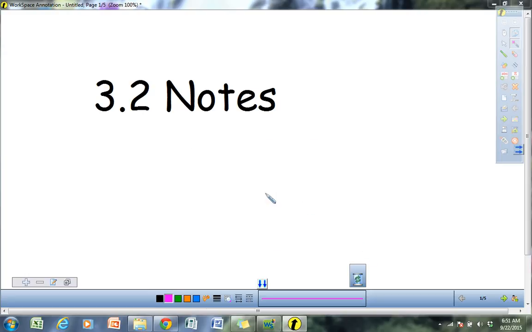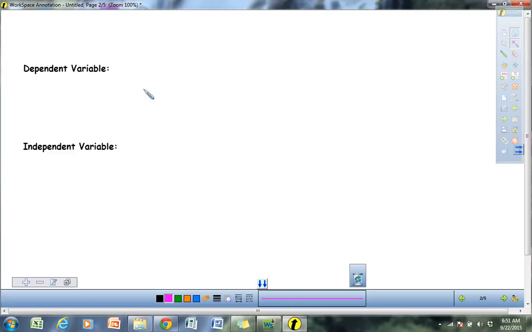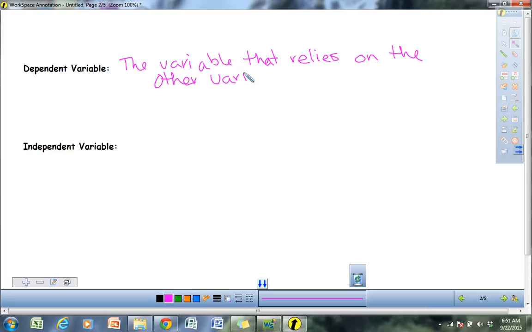Alright, tonight we are going to look at some vocab we need for section 3.2. So first we're going to start out with the dependent variable. And this is the variable that relies on the other variable. So it only happens because your independent variable is happening. So some examples might be distance, money, and it is all of your y values.